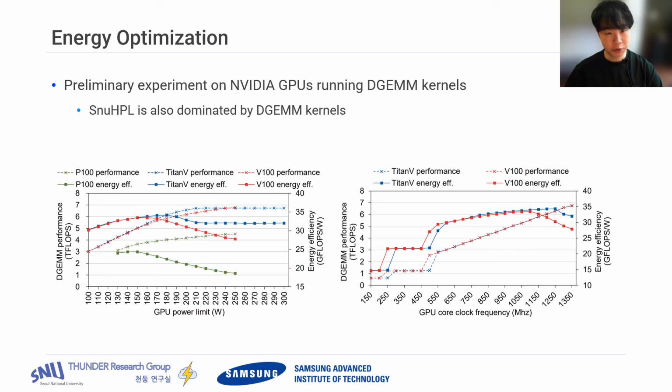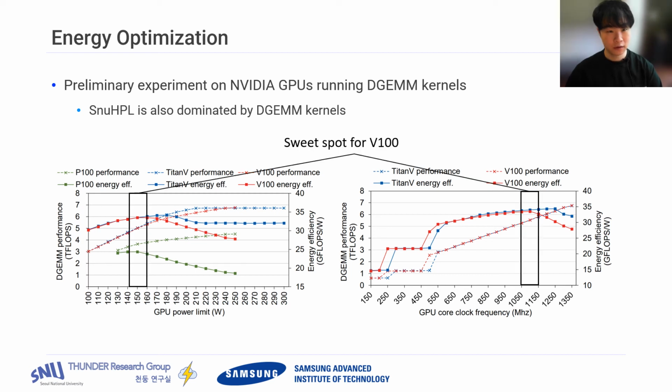As a preliminary experiment for energy efficiency optimization, we measured the energy efficiency of DGEMM kernels on NVIDIA GPUs with different core clock frequencies and different power consumption limits. The experimental results confirm that the maximum performance does not give the best energy efficiency. For example, the sweet spot of the V100 GPU's energy efficiency is at around 50% of the maximum power consumption limit or 80% of the maximum core clock frequency. Since over 95% of the computation in SnuHPL is done in DGEMM kernels, we can expect to increase the energy efficiency of SnuHPL by applying the exact same method.